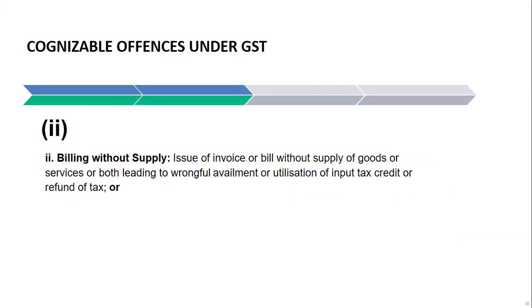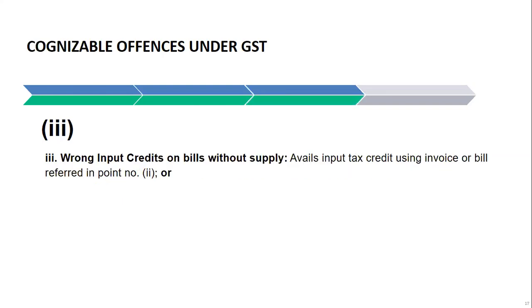Next offense is billing without supply. That is issue of invoice or bill without supply of goods or services or both, leading to wrongful availment or utilization of input tax credit or refund of tax. That is, the supplier is not supplying the goods but is issuing invoices or bills just to avail input tax credit or to evade tax or just to do something wrong with the provisions of the act.